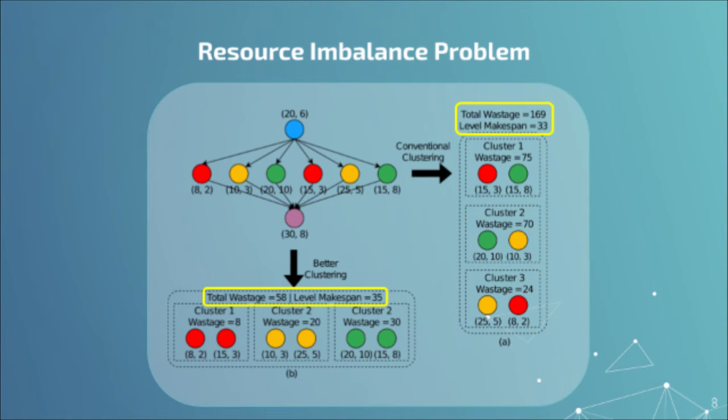Let's look at this resource imbalance problem we introduced in our research. It shows that conventional clustering reduces the makespan, which is the total time required to execute the whole workflow, but it causes considerable resource wastage. But if you consider the new clustering approach we present, you can see that we can have around the same makespan, while having a much lower resource wastage.